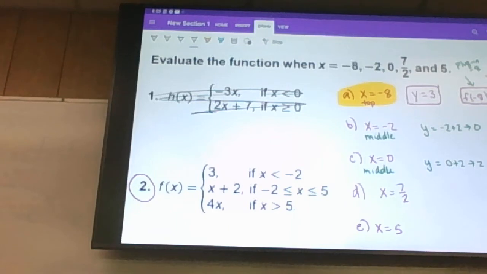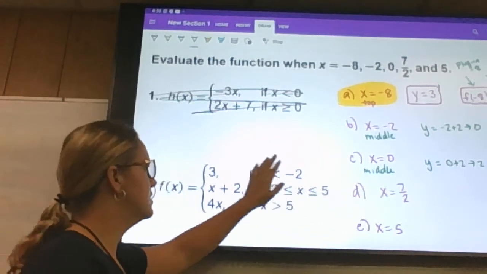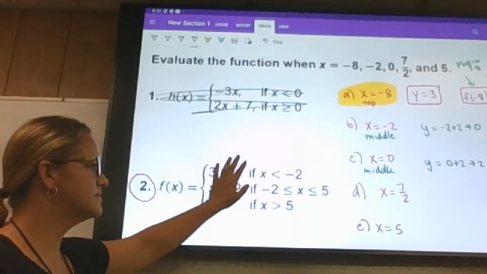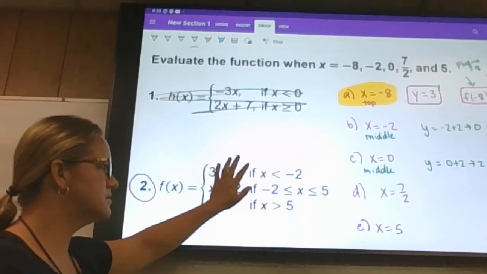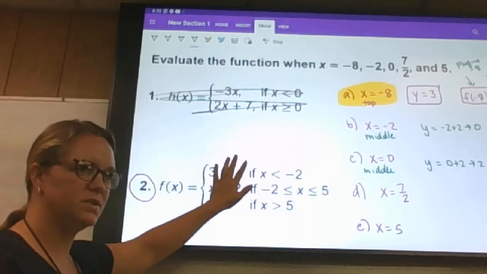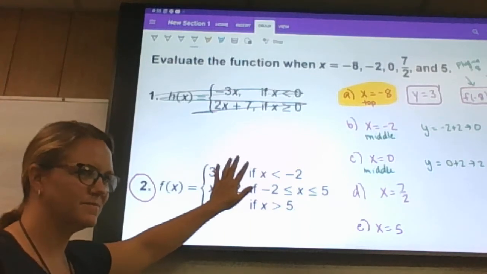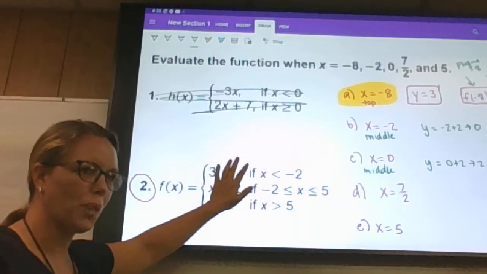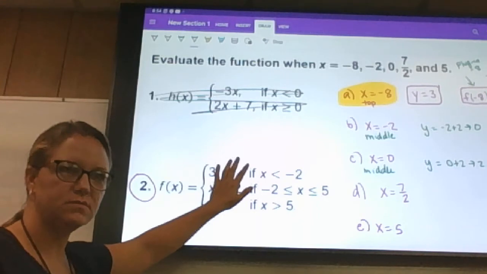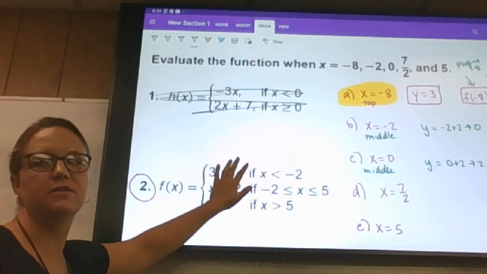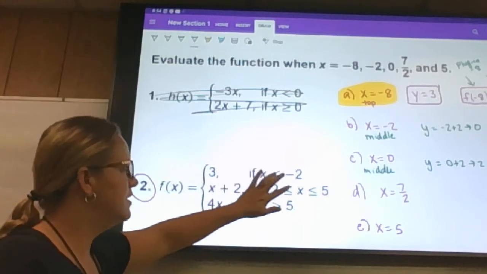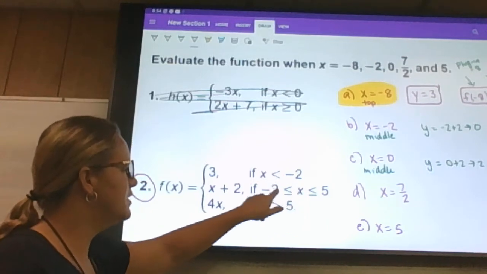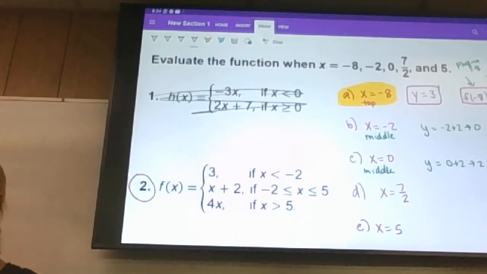All right, Camden. 7/2. Top, middle, or bottom? Middle. 7/2, what's that decimal? So let me call it out. What's 7/2? 3.5. And 3.5 is in the middle of -2 and 5. It's always harder when you're in the hot seat. Middle again.